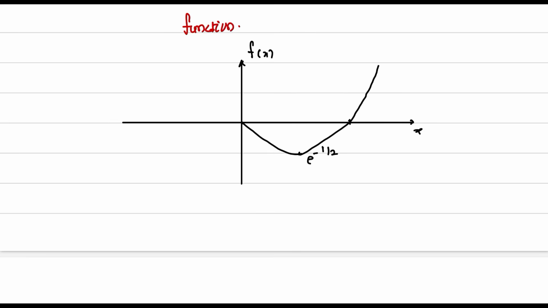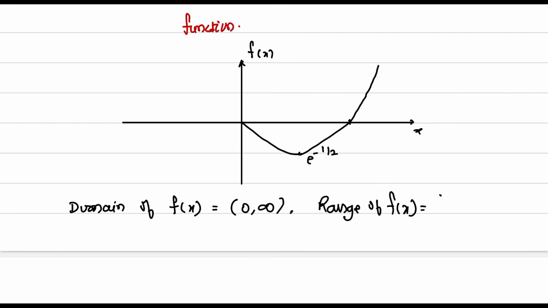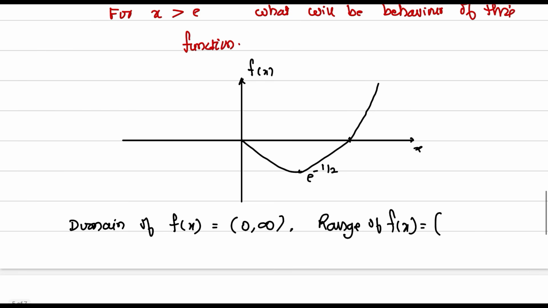Hence, the domain of function x is 0 to infinity, and the range will be the minimum value. Range of function x is from the minimum value, which is minus 1 by e to the power of minus half.